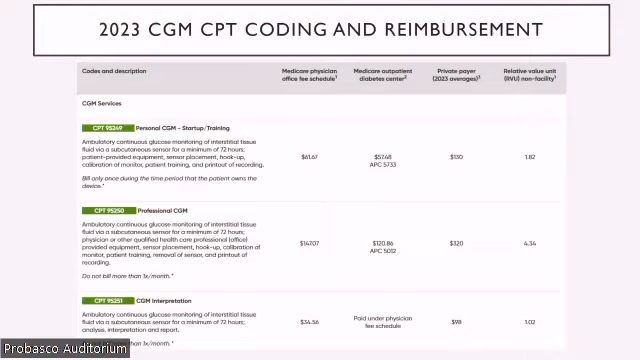So this is adapted from the Dexcom website. It is not set in stone. It is their information.